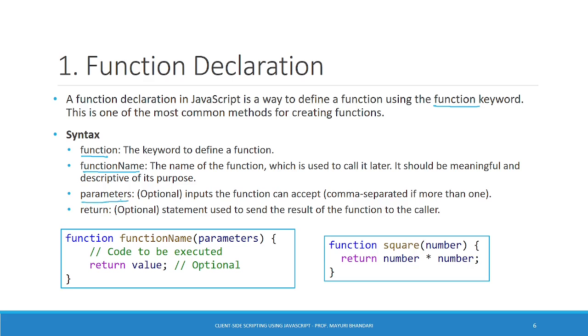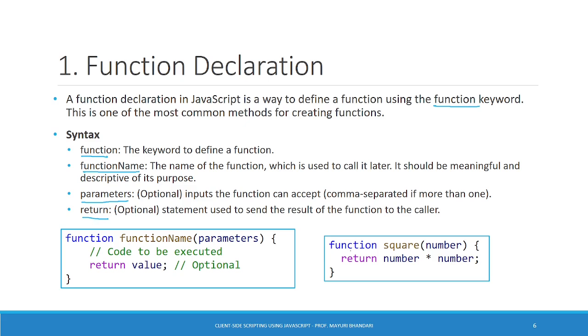Next, parameters. These are the optional inputs that the function can accept. If your function needs data to work with, you will define parameters inside the parentheses, separated by commas if there are multiple. And lastly, return. This is optional as well. It is used to send the result back to the caller. If you don't use return, the function will return undefined by default.